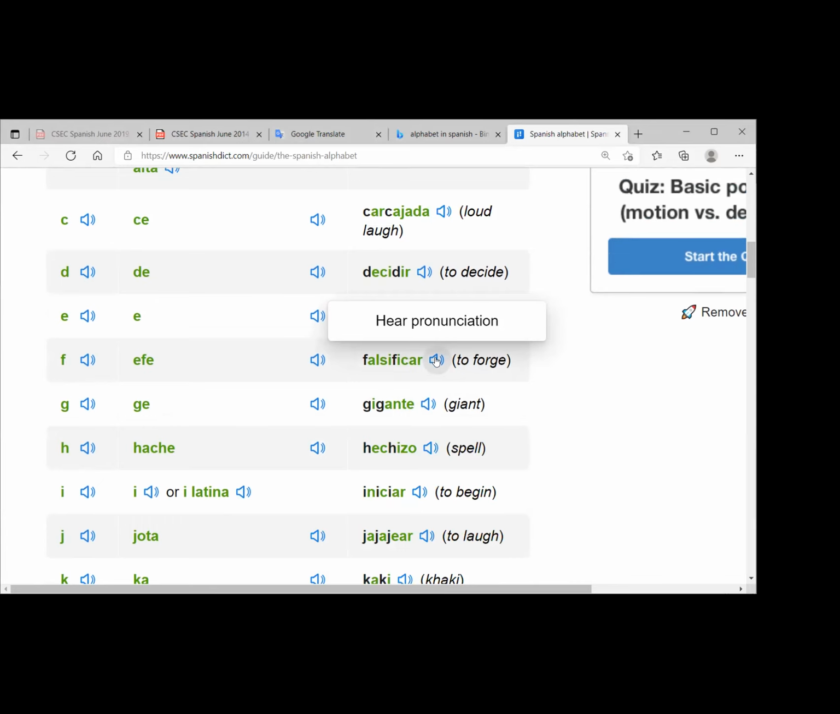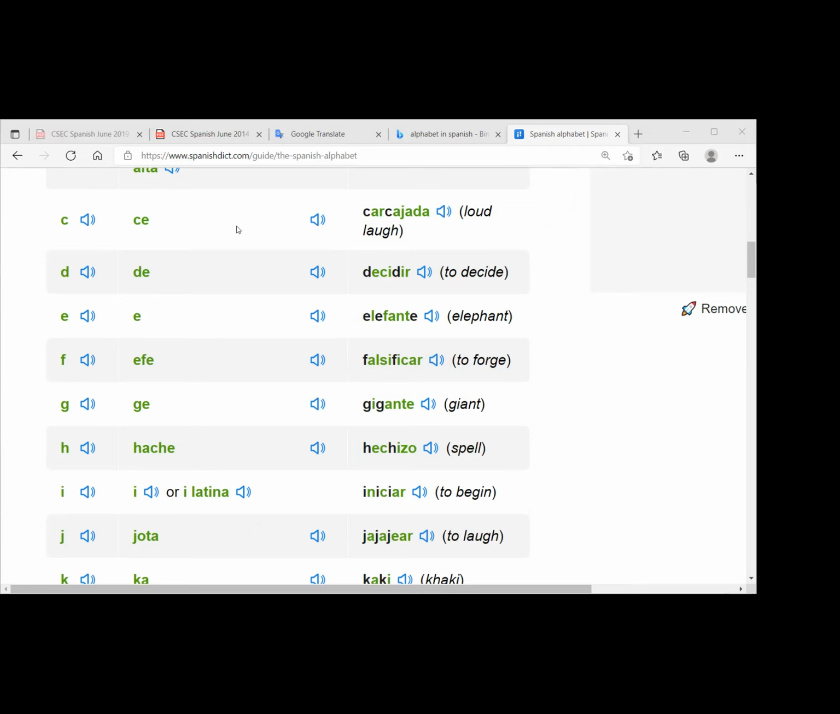The Spaniards in Spain might say it with a theta sound, made with the tongue between the teeth. You will hardly hear that here, because most of the Spanish speakers here are from the Americas. But just so you know, because sometimes in the exams they bring Spanish from Spain. Okay, so falsificar. Very good. Elefante. Decidir.